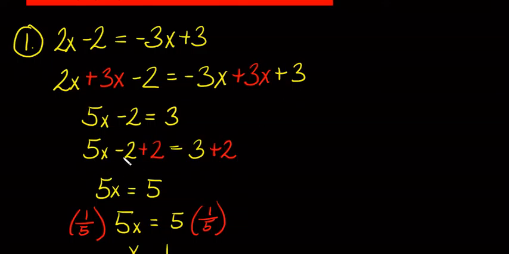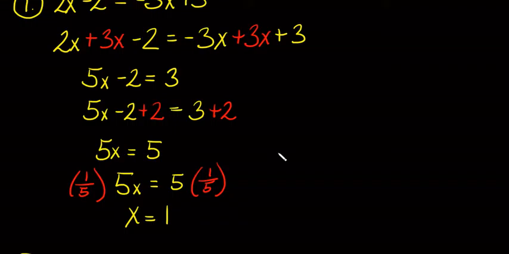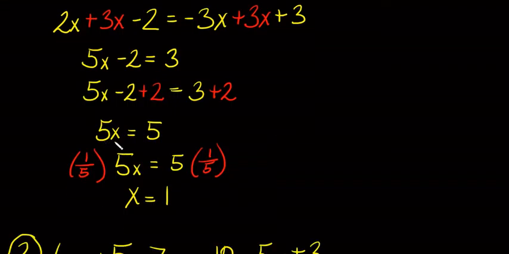Then I'm going to move my constant over to the right hand side of the equation. So this is a negative 2, so I'm going to add a 2 to both sides, so I get 0 over here. So now I have 5x equals 3 plus 2, which is 5. And then I'm going to use my multiplicative property of equality next to get rid of the 5 that's multiplied with this x. And as you know, we can say we're multiplying by 1/5, or since this is a whole number, we can say we're dividing by 5. So our x is equal to 1.